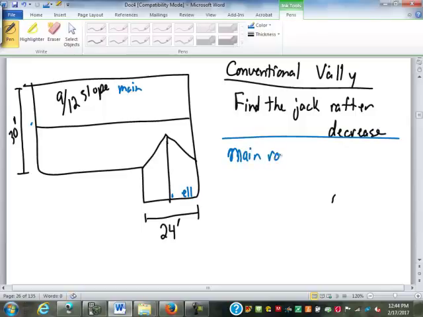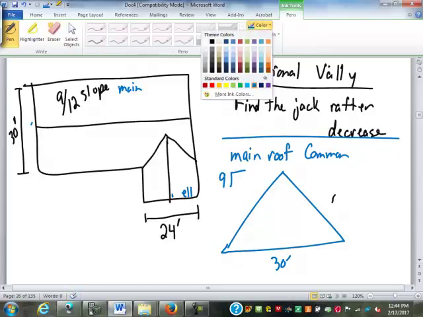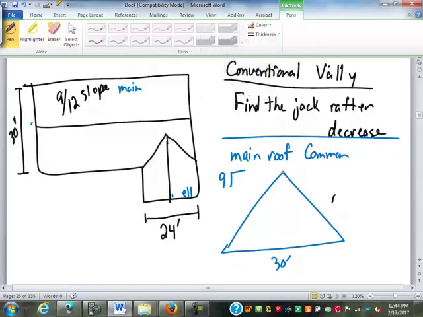So main roof common we're looking at here. Let me make that look like an M. So what goes in with this? 30-foot span, 9/12 slope. Okay, then what? Gotta find H, which is that.